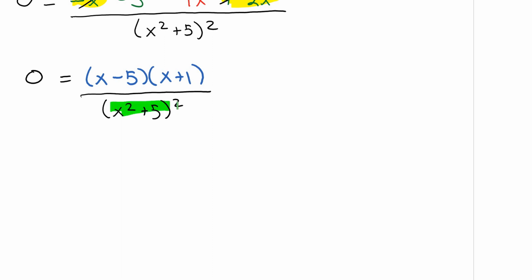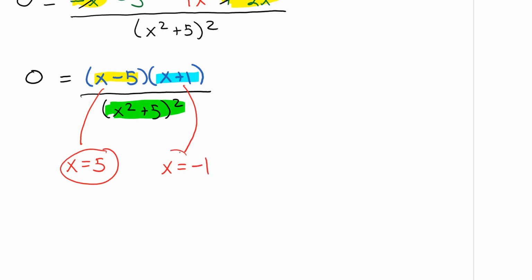On the denominator here, the denominator is always positive, so that won't give you any critical numbers there. But x minus 5, that one's not too bad. That means the critical number has to be x equals 5. And this part right here, x plus 1, that means the critical number there has to be x equals negative 1. So here are my critical numbers.